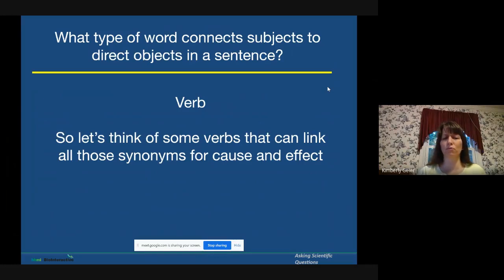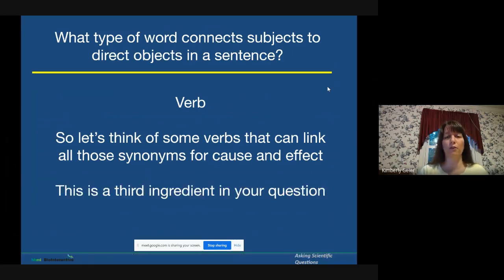It doesn't have to directly link the one in the row, because I didn't put them in any sort of order, but just what kind of verbs could link some of these ideas of cause and effect. And this is going to be our third ingredient in your question. So I do want you to think about what are some of these words, some of these verbs that we could use.